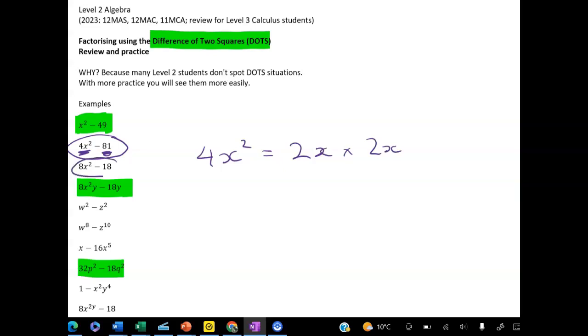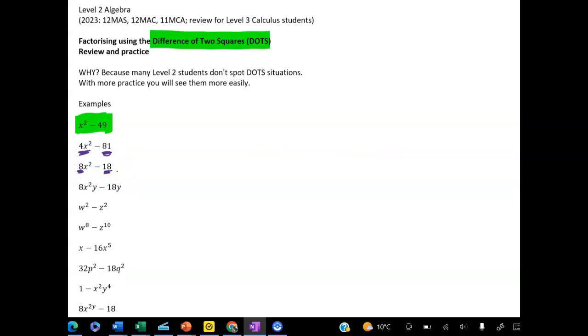The next one, we have to do one more thing first, because if we look at this next one, we see 8 and we see 18. Now 8 is not a perfect square. 2 squared is 4, 3 squared is 9. But if we check out the 8 and the 18, we've got a common factor in the numbers. So I'm going to do the next two examples, and then I'm going to ask you to try a few more flowing on from there, and then I'll go through all of them.